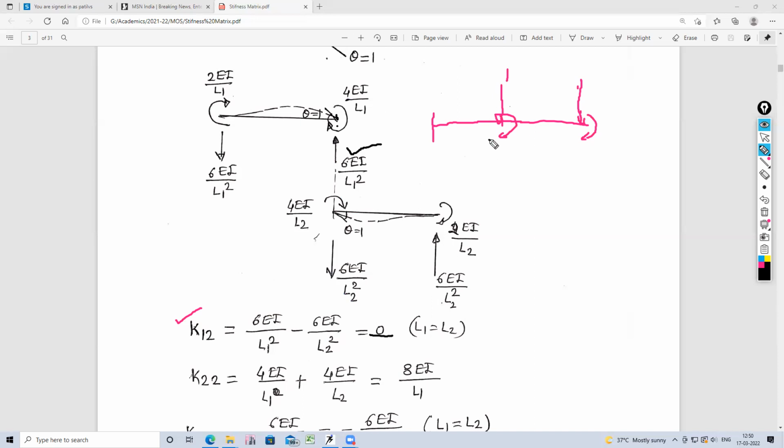Second, K22. This is coordinate 2, which is a movement. So here at this point, what is the movement produced? In the first part, it is 4 EI by L1, and in the second part, clockwise again, 4 EI by L2. Both parts produce moments in the same clockwise direction, the assigned direction 2. Therefore, both are positive. So it is 4 EI by L1 plus 4 EI by L2. It becomes 8 EI by L1. This is element K22.